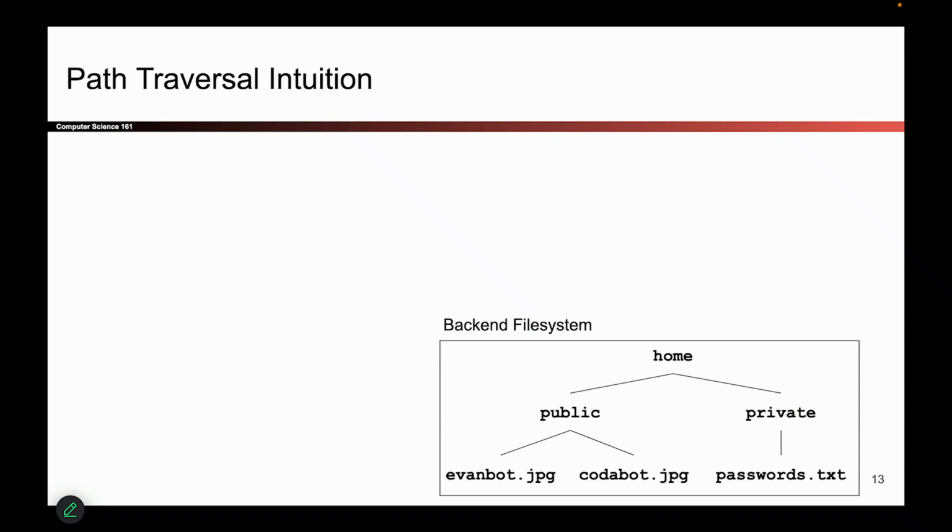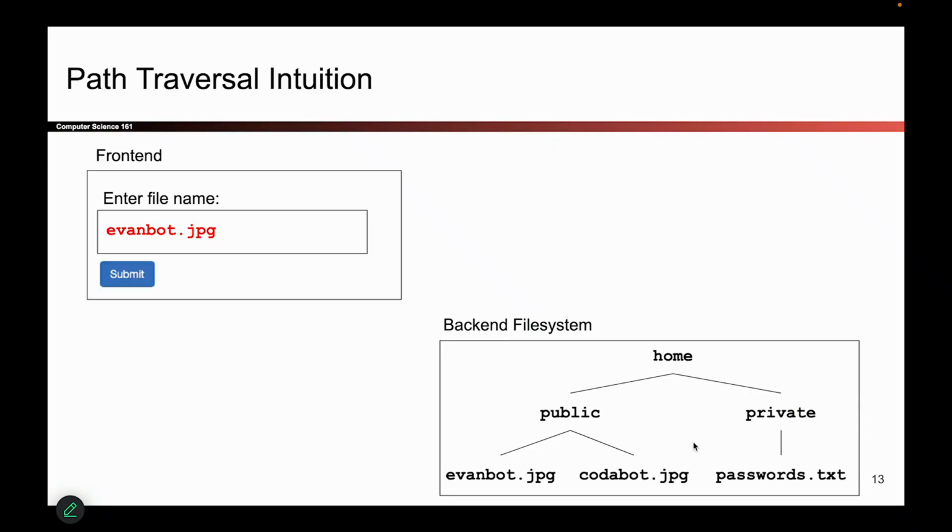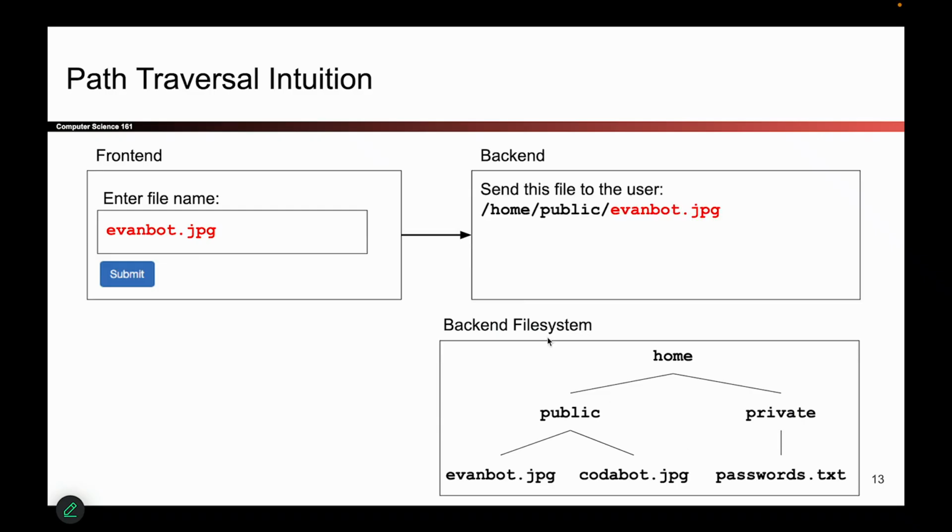So now that you know what the file paths represent, here's the attack. Let's say we have this file system and it's sitting on some server, and what is supposed to happen is that the user is able to enter the file name that they want, and the system goes into the backend. It looks in the home/public folder. It concatenates whatever the user requests and sends them the corresponding file.